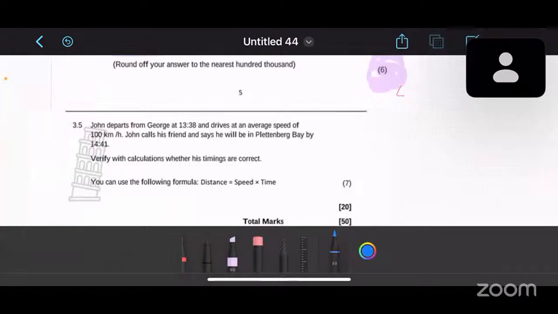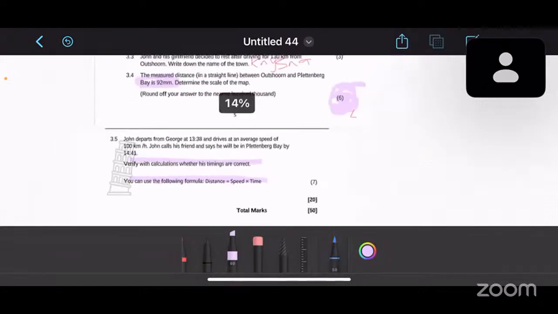They say John departs from George at 13:38 and drives at an average speed of 100 kilometers per hour. John called his friend and says he will be in Plattenberg Bay by 14:41. Verify with calculations whether his timing is correct. You can use the following formula: distance is equal to speed multiplied by time.